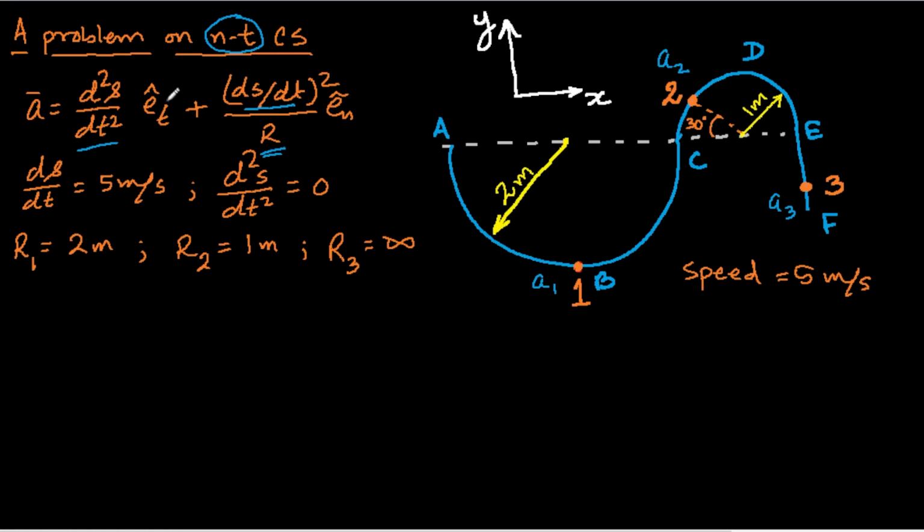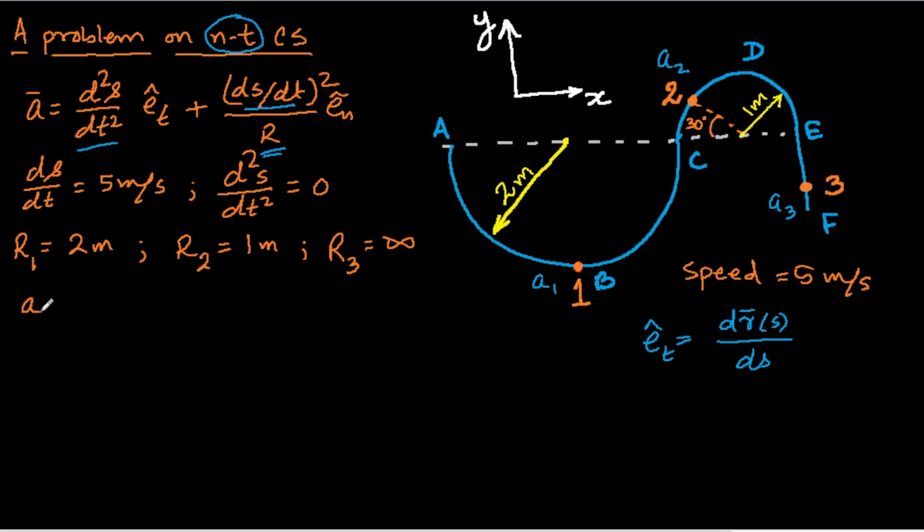So what remains to be figured out are these two things, Et and En. In a general situation we know that Et can be found from the expression dr, where r is a function of s, like ds. But in this specific problem, because the curves are so simple, Et and En can be evaluated directly from the geometry itself. So let's try to find out A1.